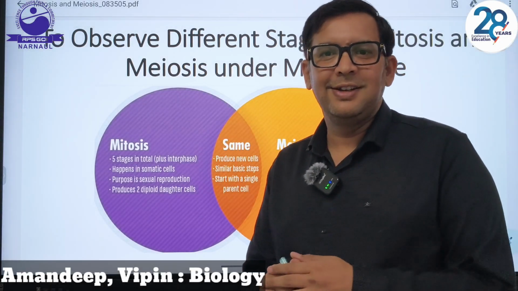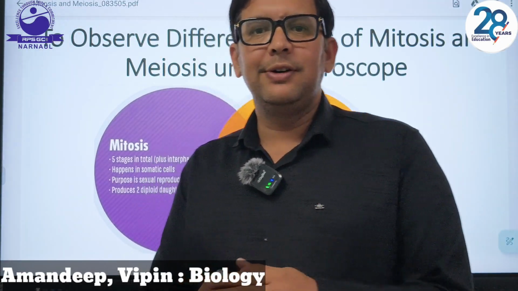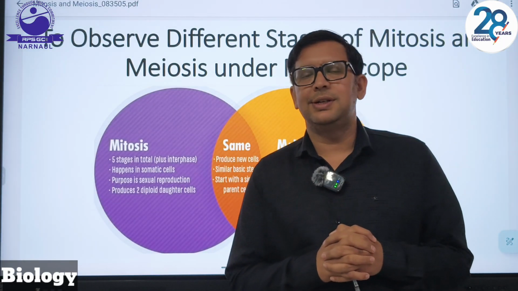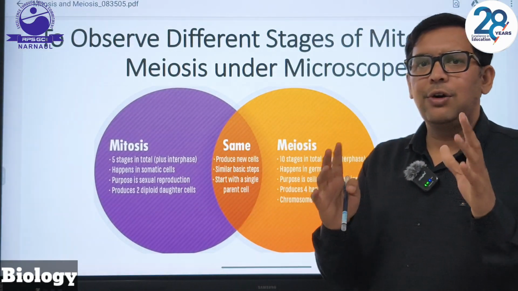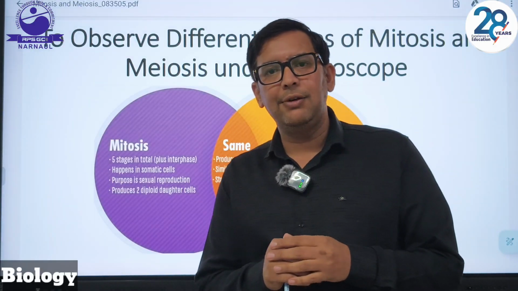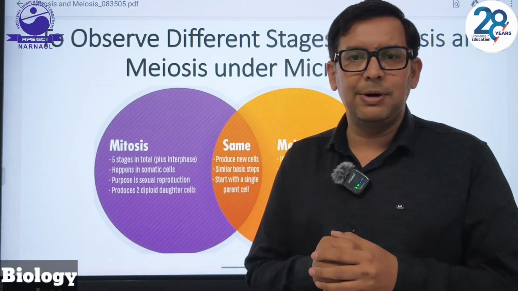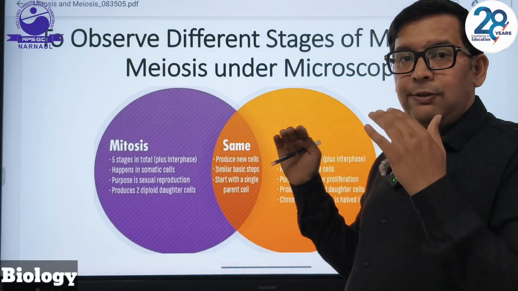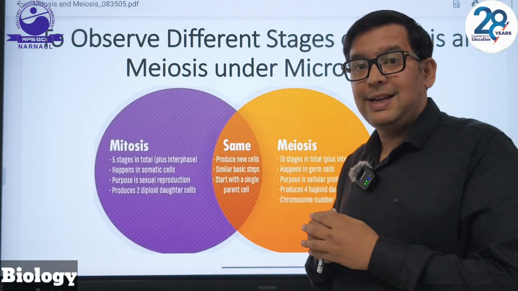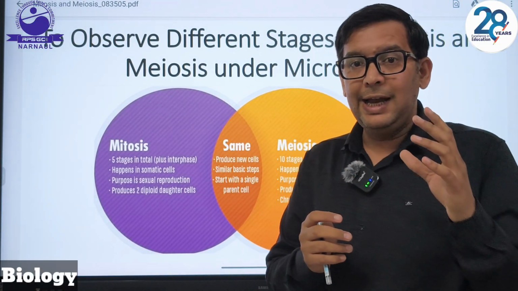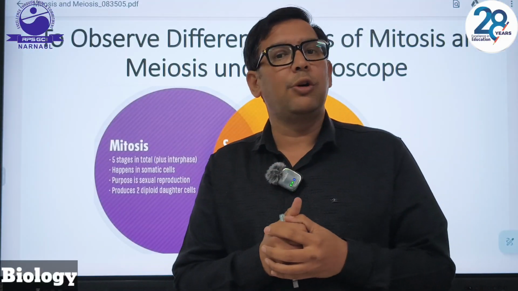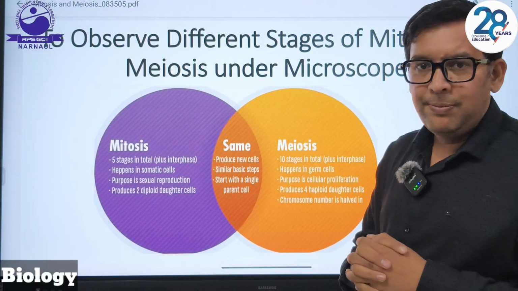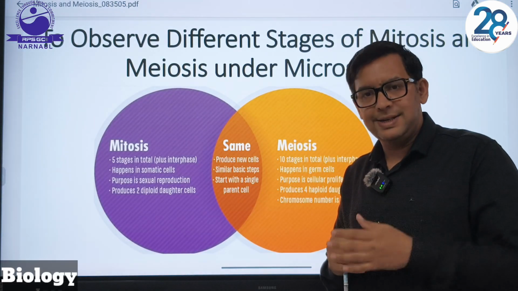Hello students, today we are going to observe different stages of mitosis and meiosis under the microscope. You have already studied this chapter and you have cleared your concepts about mitosis and meiosis. Today we will go through the theoretical part, then we will move to the lab and observe under the microscope. We will use different slides of mitosis and meiosis. We already have the permanent slides.